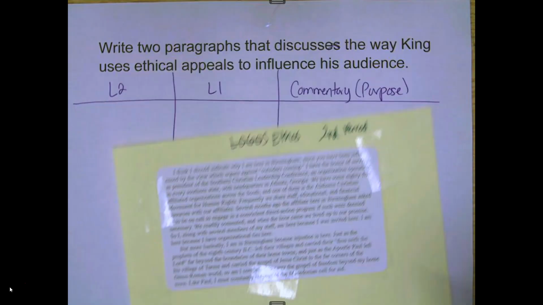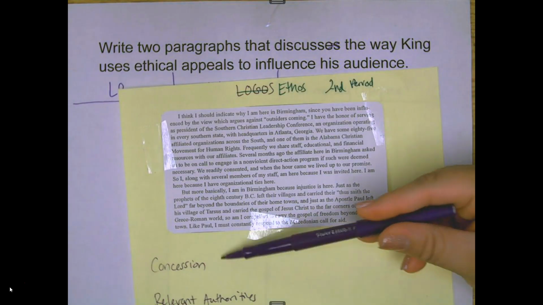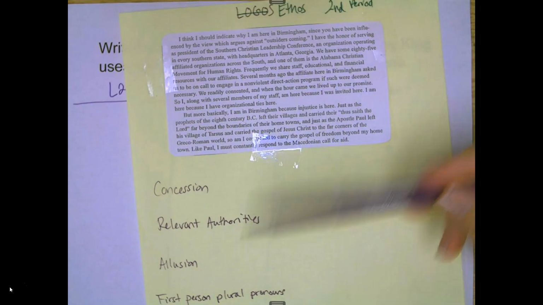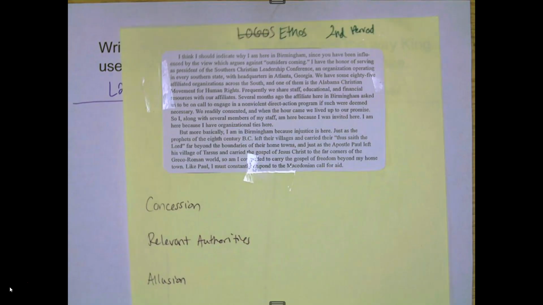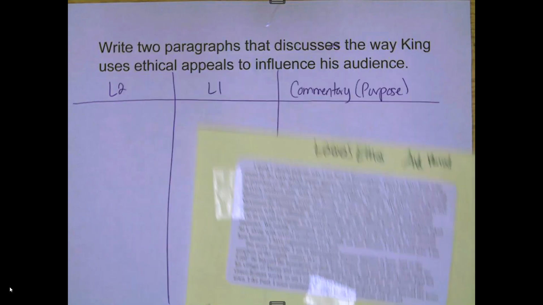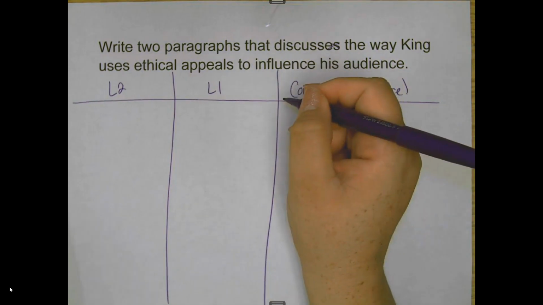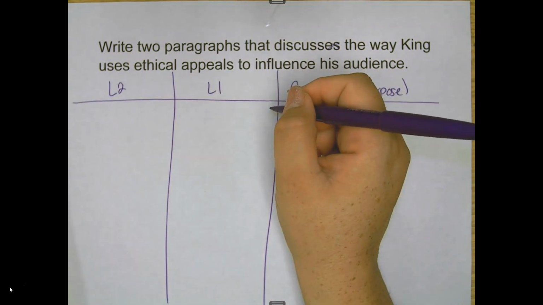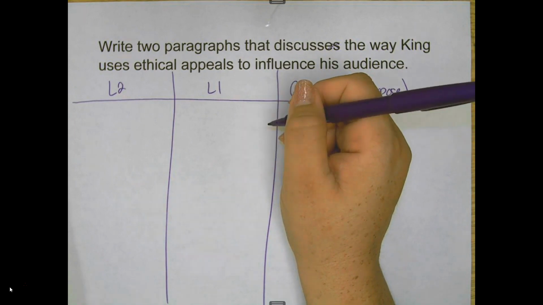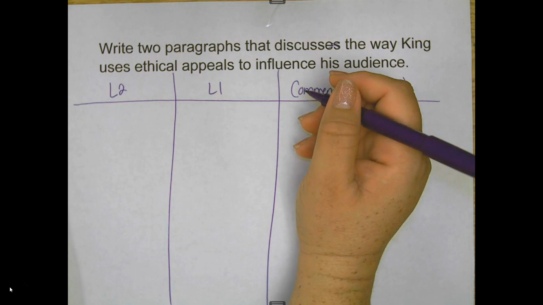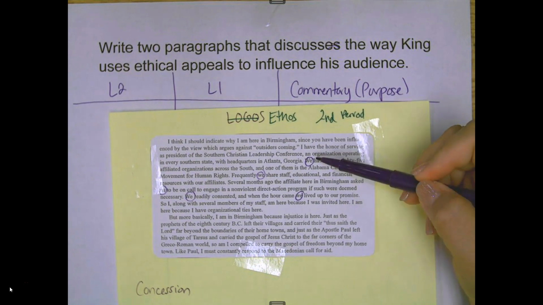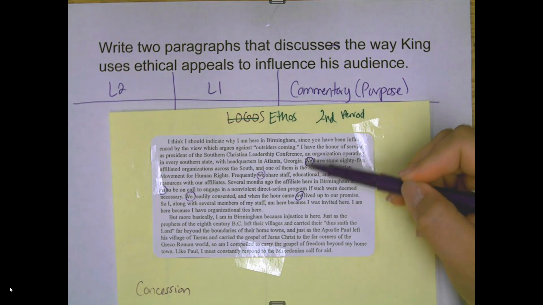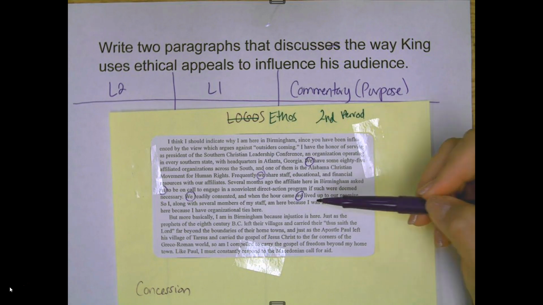So when you're going to write your paragraphs, you can pull out the things we found on this. Pull out the concession, pull out the allusion, pull out the first person plural pronouns. Those are the things that are going to go in the L1. So I'm going to go with first person plural pronouns, and I'm going to write an example of where he did that, or if it's all over the place, I'm going to mention that and kind of mention where I saw it showing up. So what I'm going to mention is that he used these first person plural pronouns in this section where he's establishing his credibility.